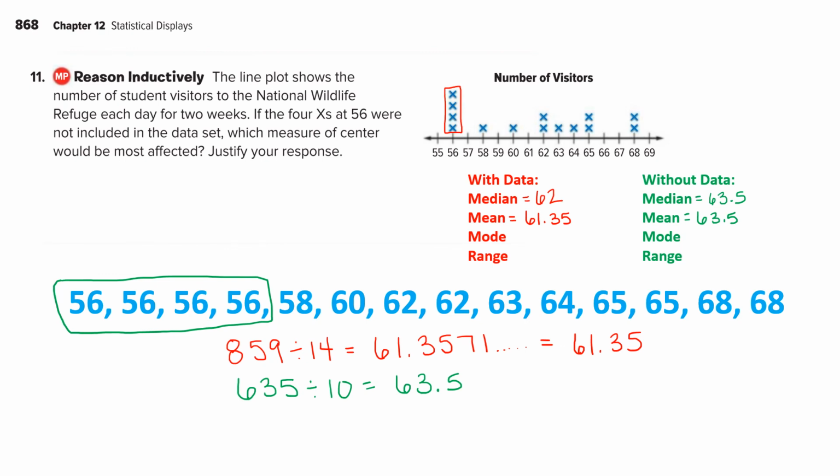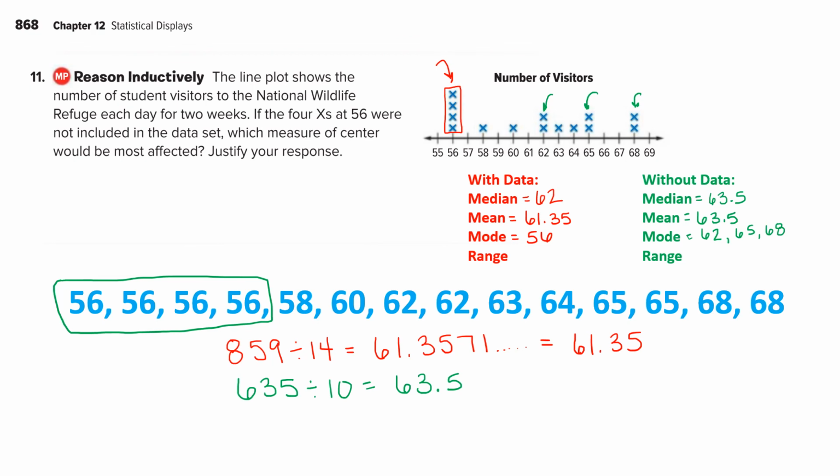Next, let's take a look at the mode. We're going to go back up to the graph. With our data, the mode is clearly 56. If I take that out of the equation and look, I actually have 3 modes. So if the 56s weren't there, I would have 62, 65, and 68 as modes.